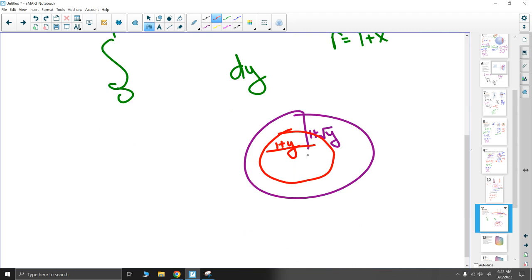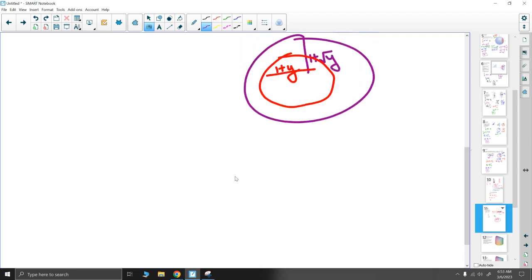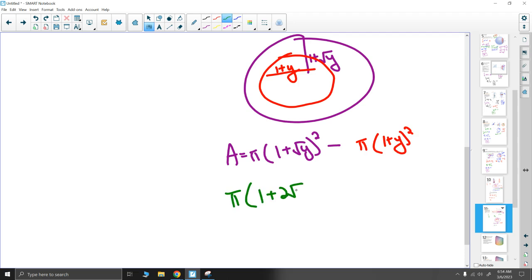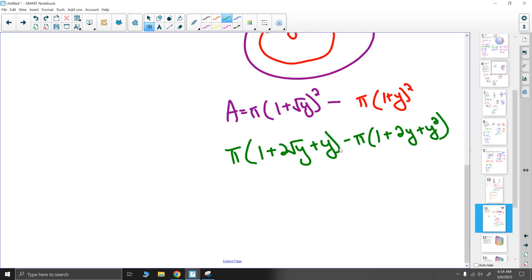So these are the radiuses of our two circles that we're going to subtract. So we're going to subtract their areas. So our area of our outer is pi times 1 plus square root y squared, pi r squared, minus the inner, pi times r, 1 plus y squared. Okay, so doing a bit of math here, we have pi times 1 plus 2 square roots y plus y minus pi times 1 plus 2y plus y squared. Okay, so cleaning this up a little bit, 1 minus 1 will go away.